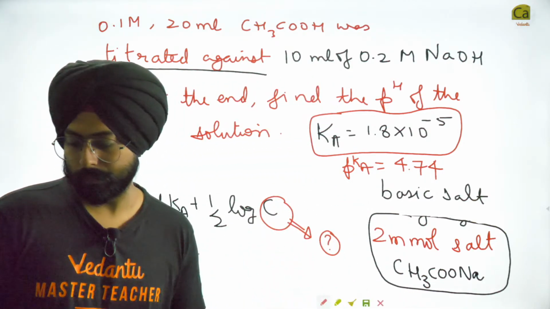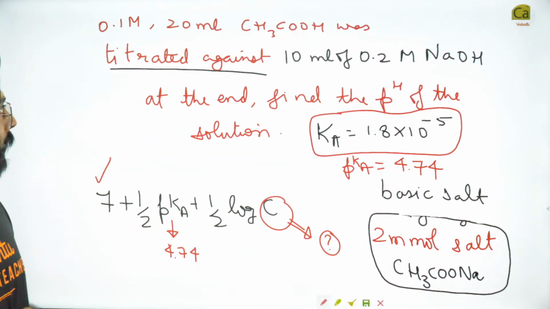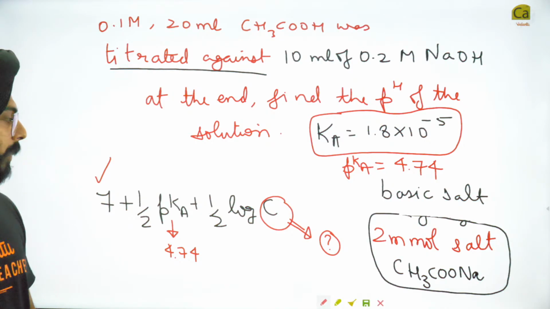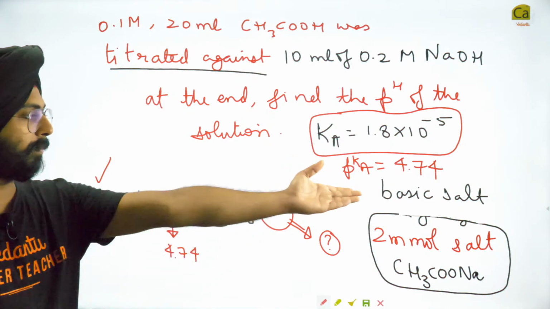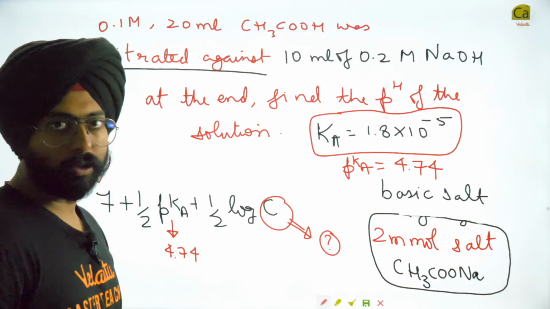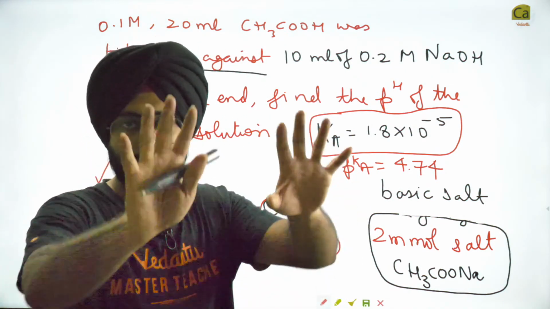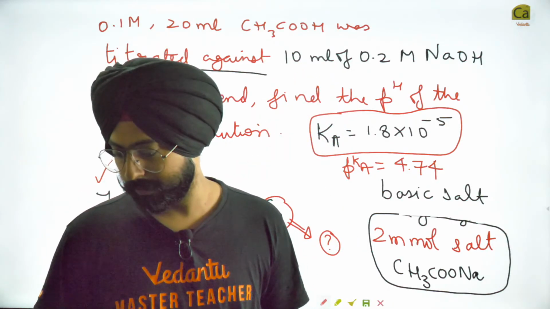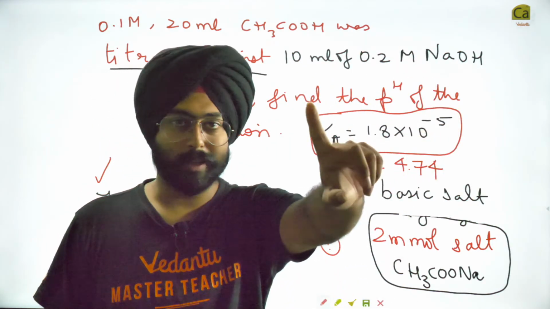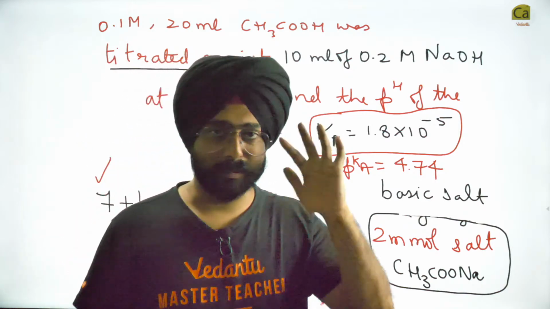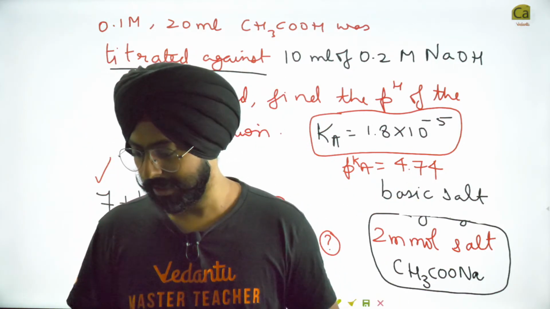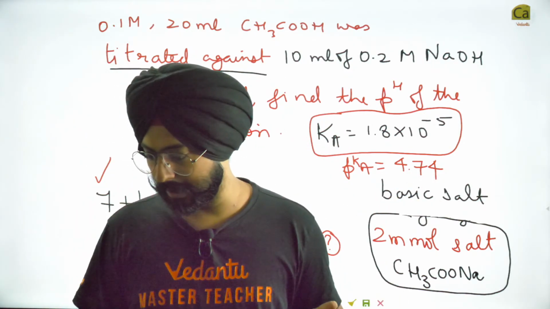Ishani, no. How can the pH be less than 7 for a basic salt? It's a basic salt, right? Oh, sorry, you are giving me the value of the log C. Okay, sorry, my bad. I think you are correct. Sorry, I had started thinking about something else. Very sorry. So I think that should be correct.